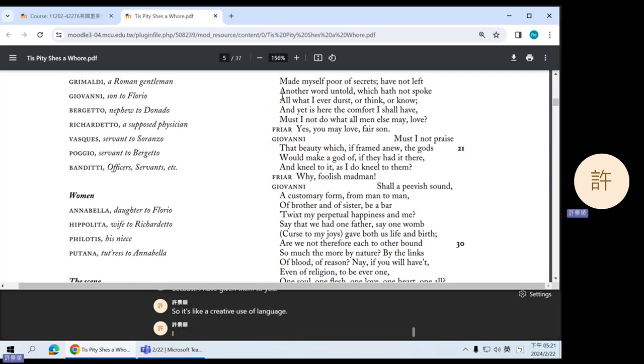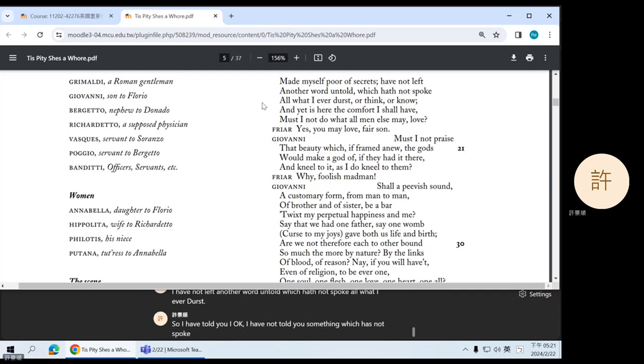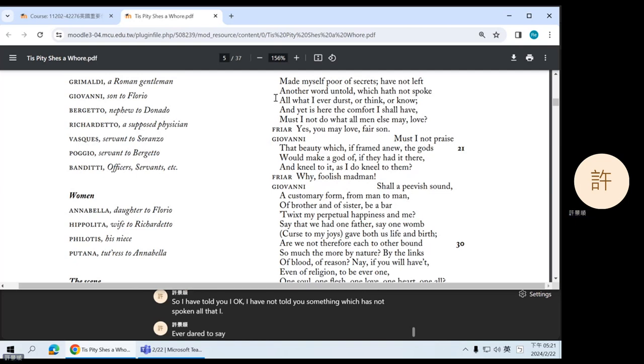I have not left another word untold, which hath not spoke all what I ever durst. So I have told you everything; I have not left untold anything that has not spoken all that I ever dared to say. So a few words, right? Hath means has. Spoke here is actually the past participle, PP 第三态, spoken.